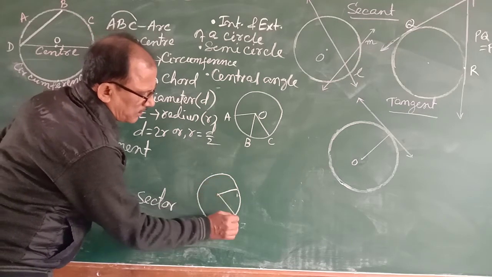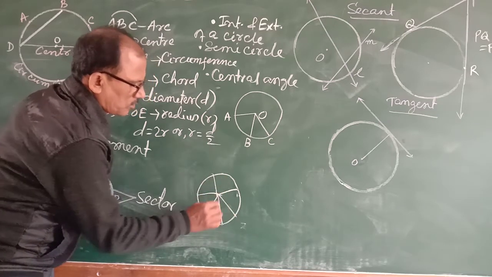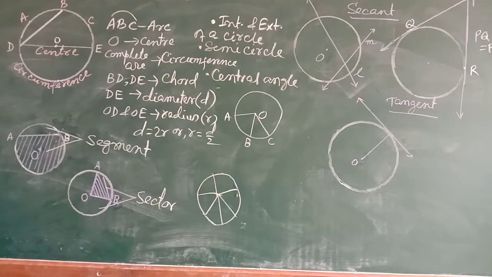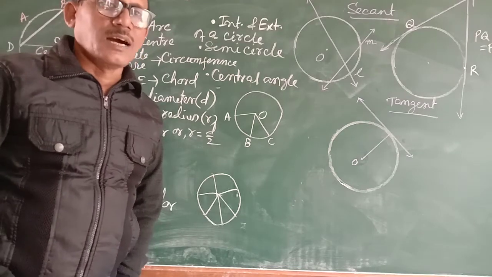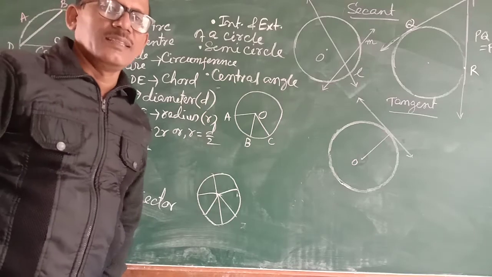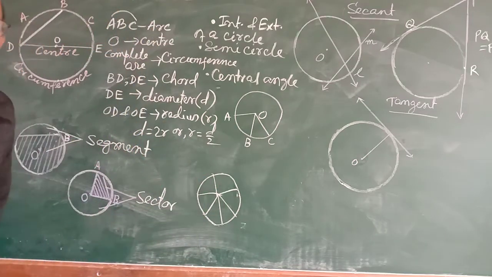If all the points of this figure's boundary lie at the same distance, say 5 cm, this also 5 cm, this also 5 cm, this particular figure is called circle. So, circle is a closed plane figure bounded by one curved line whose all the points lie at equal distance from a point called center. That is the definition of circle.